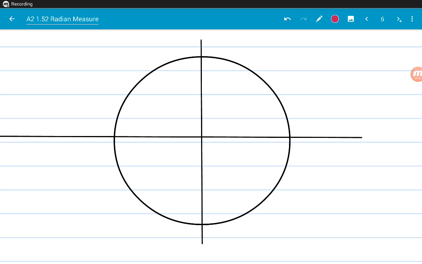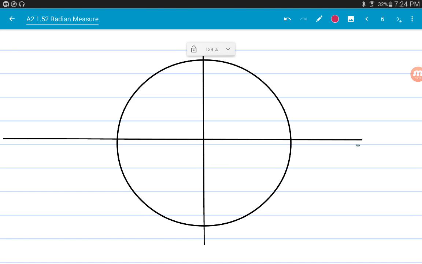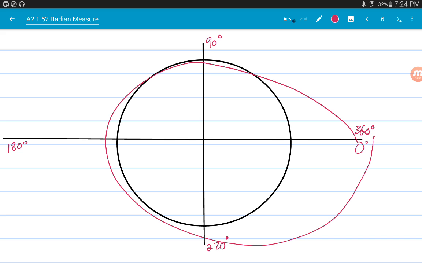So here's a video explaining lesson 52, which is the introduction to radian measure. Now, here's some things that we understand about the unit circle so far. That 0 degrees is over here. Every quadrant is 90, so this is 90, 180 degrees, 270 degrees, and 360 degrees. So that's one full circle from 0 to 360, one full circle.